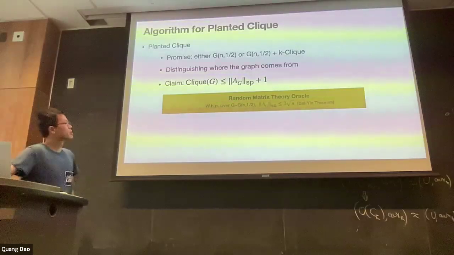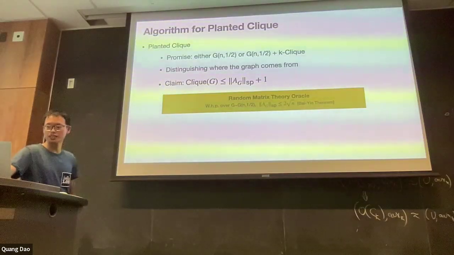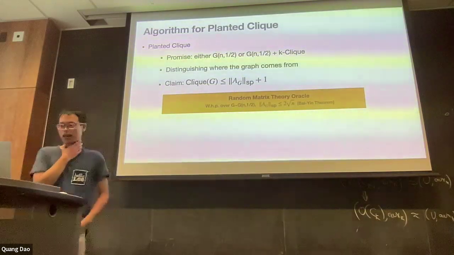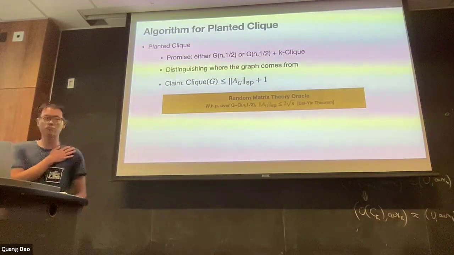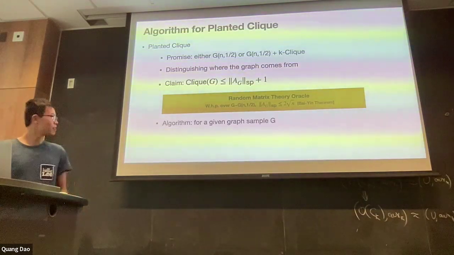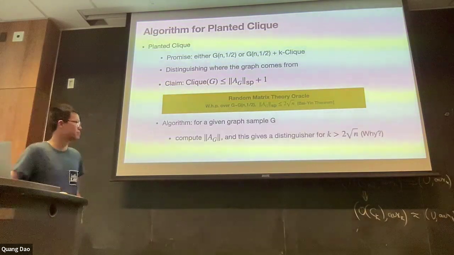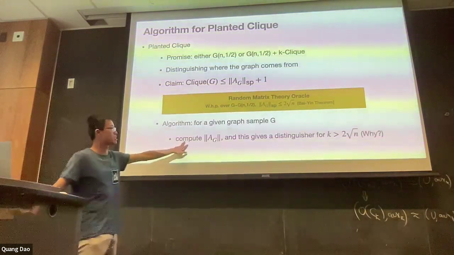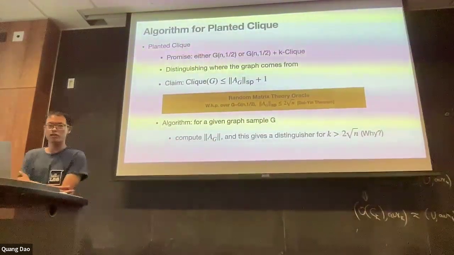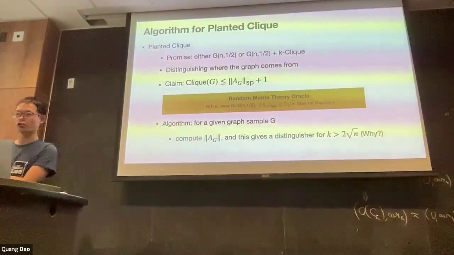And here's also what we know using results from random matrix theory. With high probability for a graph coming from G(n,1/2), it has spectral norm at most 2 root n. And therefore, we actually have an algorithm that just computes the spectral norm of the adjacency matrix of a given graph. And this is already a distinguisher if you're planting a clique bigger than 2 root n.